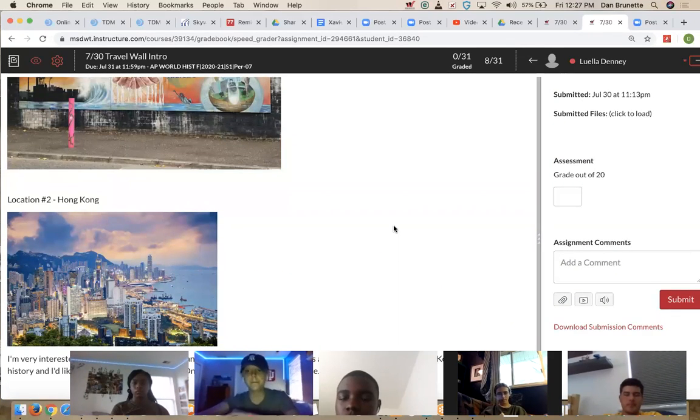The second picture is Hong Kong. I'm really interested in Chinese culture, and I think Hong Kong has a really interesting history, and I want to learn more about China's one country, two systems principle and how Hong Kong is governed. Yeah, hopefully it stays that way.